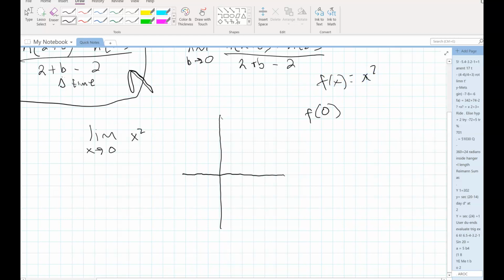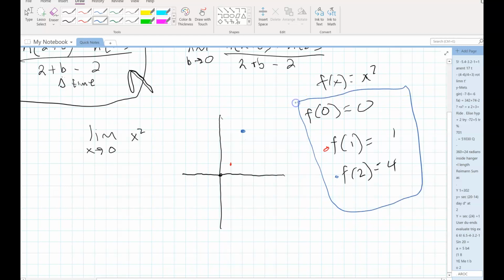If I just said what's f of 0, that would be easy. The answer is 0, right? And that actually represents a point on the graph, the point (0, 0). Or I could ask what's f of 1, that would be 1, f of 2, that would be 4. So each one of these represents a point on the graph. Let's use a red dot for that, that would be (1, 1), and a blue dot for that, that would be (2, 4). So these are functional values and their coordinates, right?